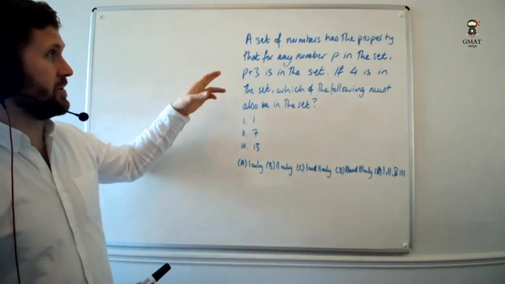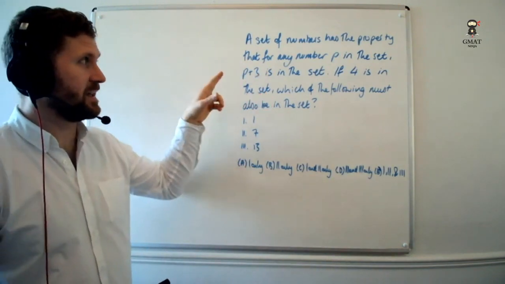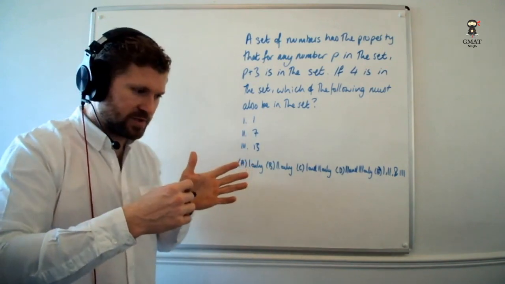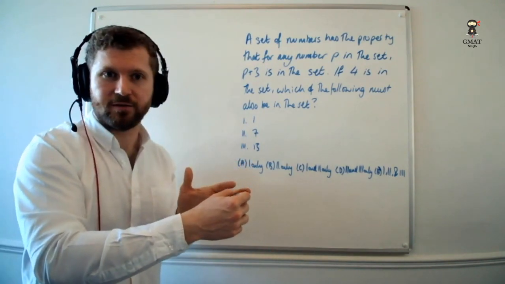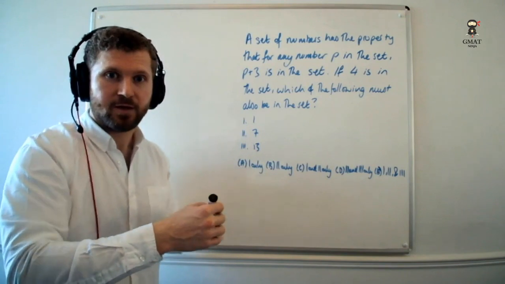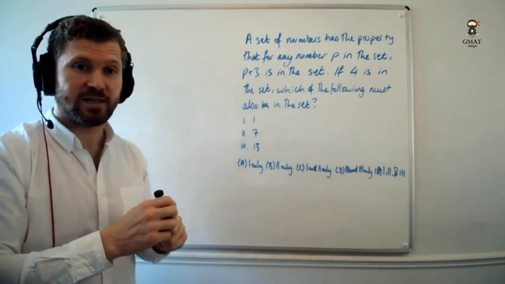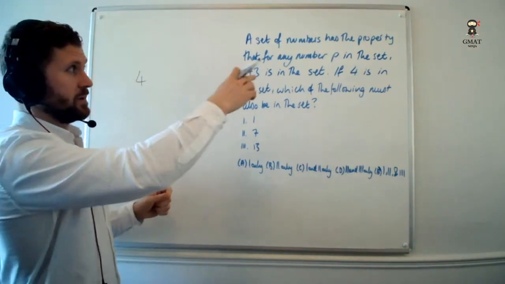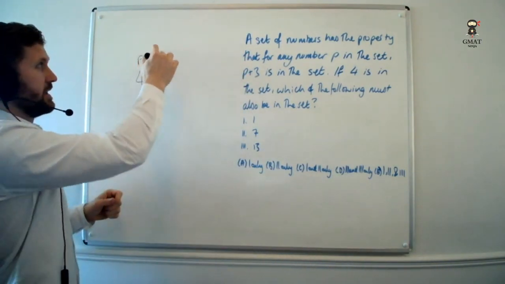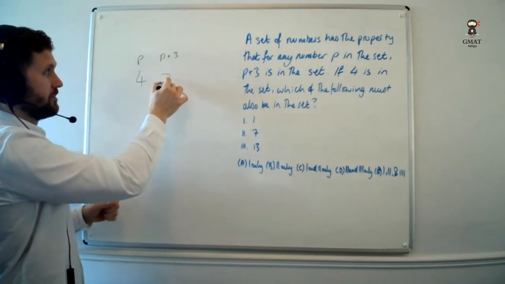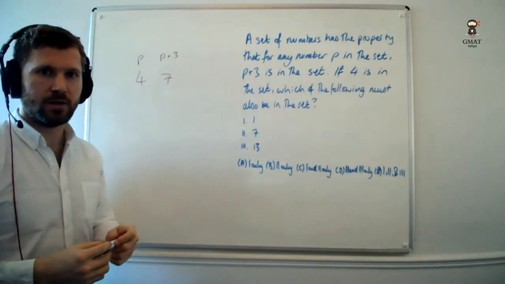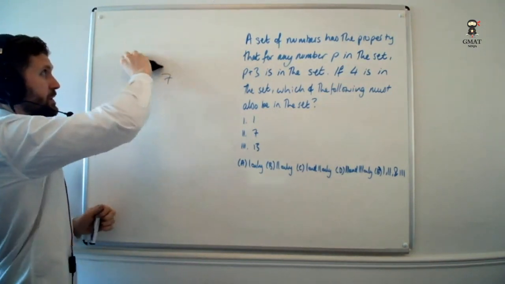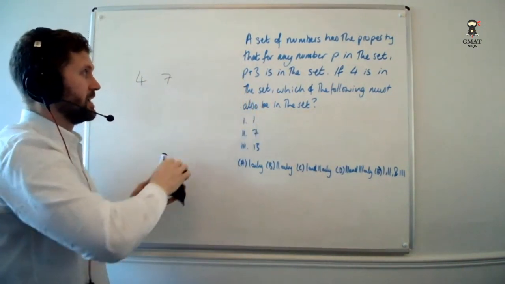What we know is that if P is in the set, then P plus 3 is in the set. So if I know that this number is in, then I know the next one will be, and I go up 3. In this case, if 4 is in the set, then because that was P, I know that P plus 3 will be in the set, and so 7 will be in. And we could repeat this process because now I know 7 is in. That would become the P in this process, P plus 3.